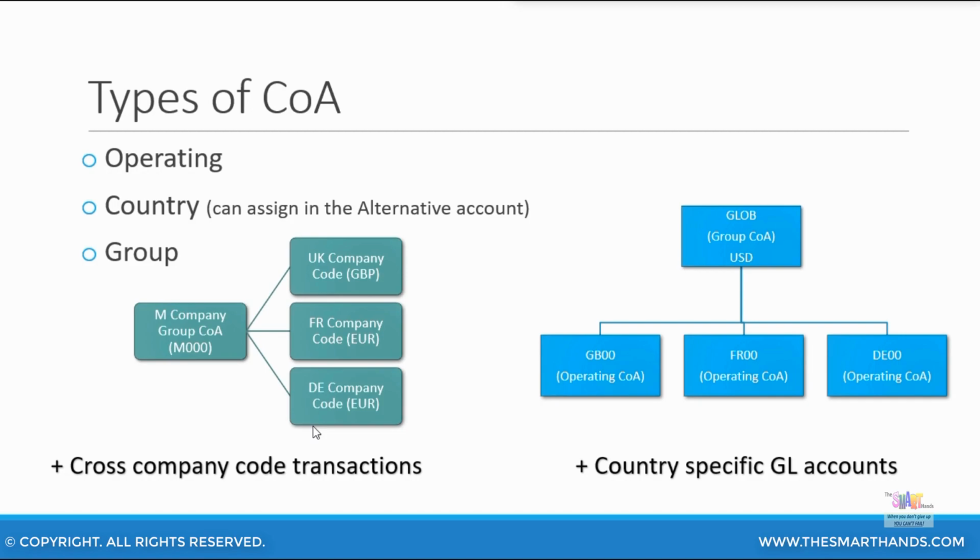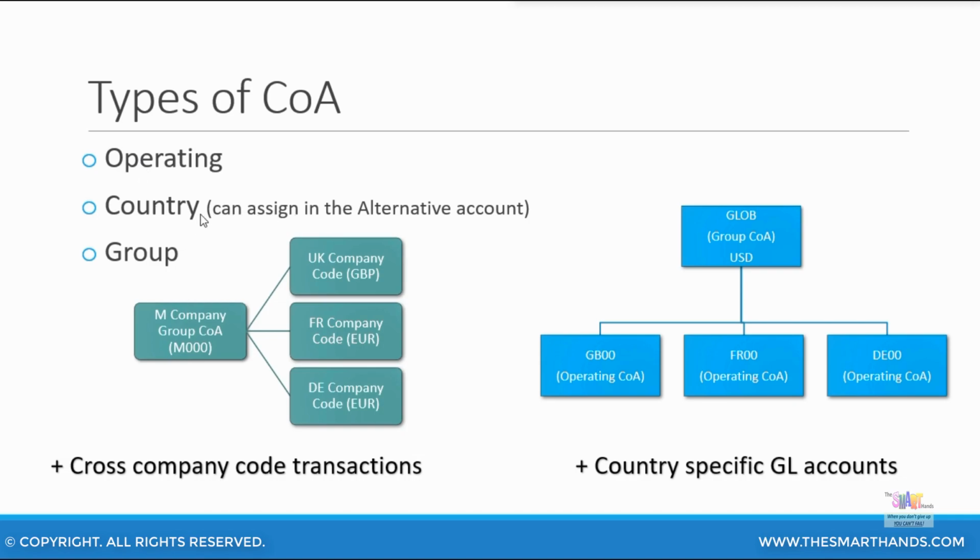Now let's look at the type of chart of accounts. There are mainly three different types of chart of accounts. The one we've been creating is called operating chart of accounts. That's the example I've shown previously. There's another type of chart of accounts called country chart of accounts.